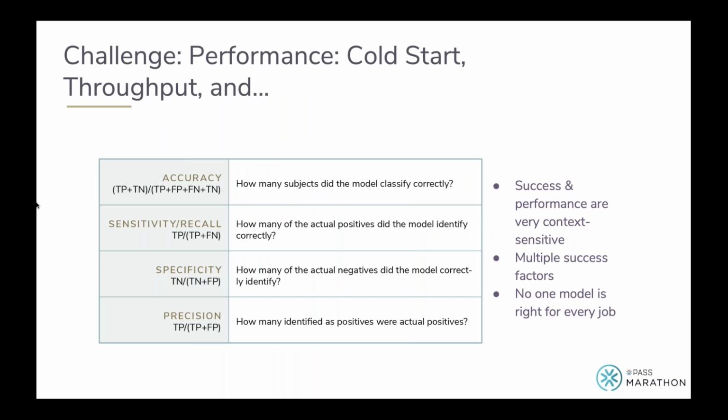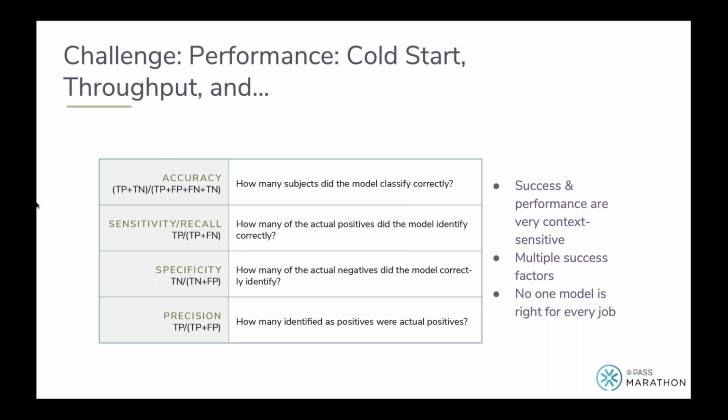There we go, about the confusion matrix and some of the terms there. Some folks weren't familiar with TP, TN. So what we're talking about there are true positives, true negatives, false positives, false negatives. And these are just some of the ways that people might calculate success.